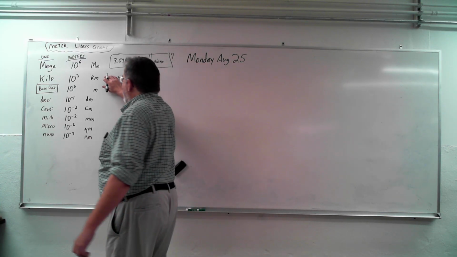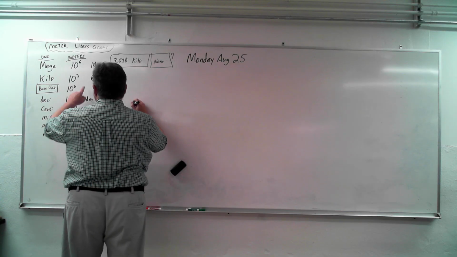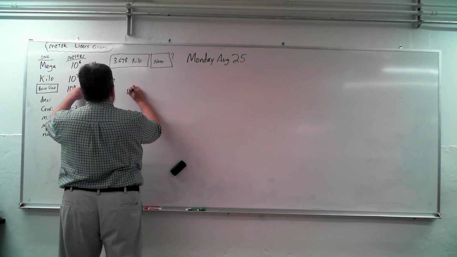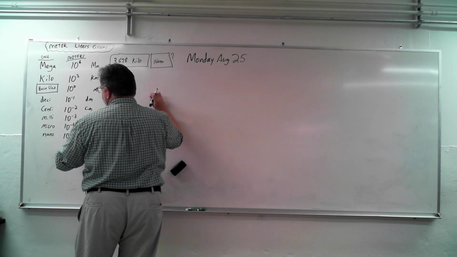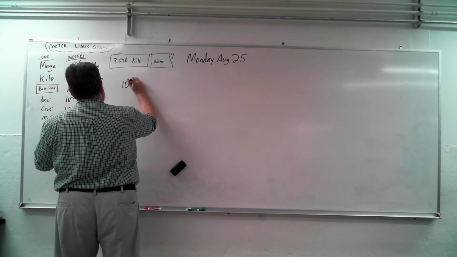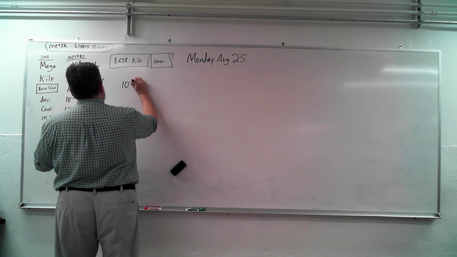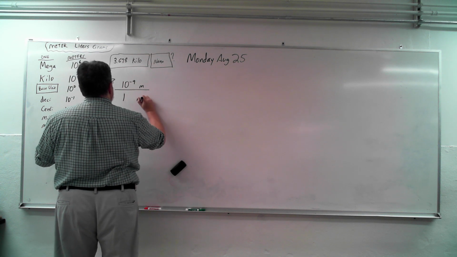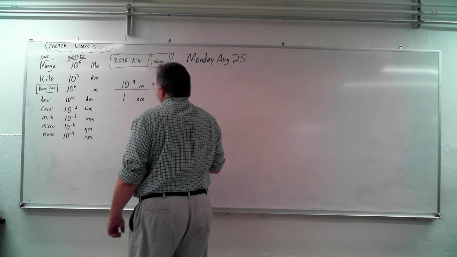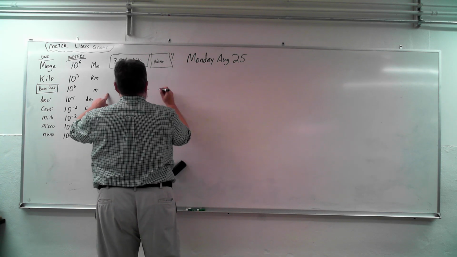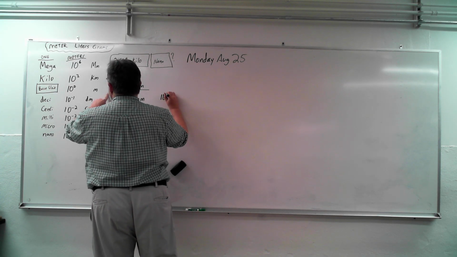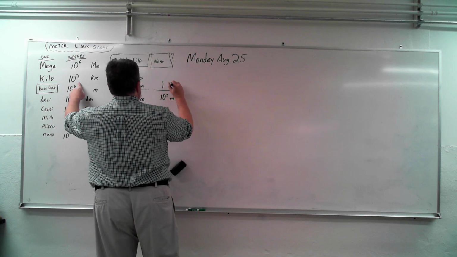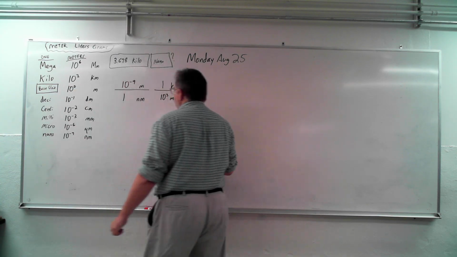Okay, kilo, back to the base unit. Want this on top. Now, this works out if I do nano first. Nano is 10 to the -9 meters to 1 nanometer. And kilo is 10 to the 3 meters to 1 kilometer.